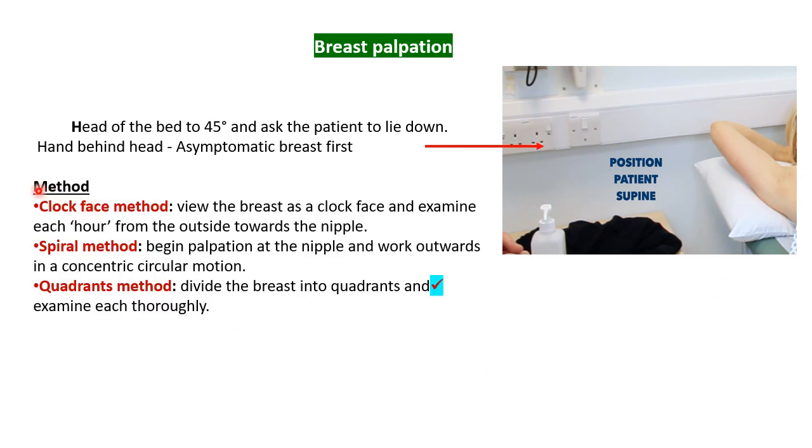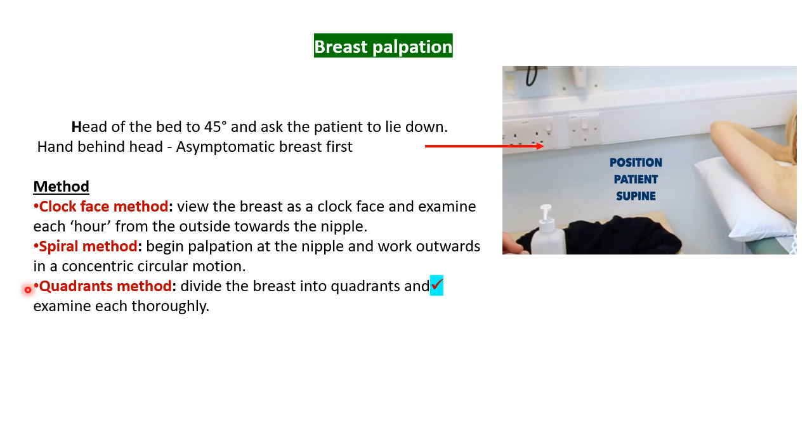There are three main methods of examining. One is the clock face method, where you examine the lumps from 12 o'clock going right downwards, back until 12 o'clock again. That is, you view the breast as a clock face and examine each hour from outside towards the nipple. The other one is the spiral method, where you begin palpation at the nipple and work outwards in a concentric circular motion.